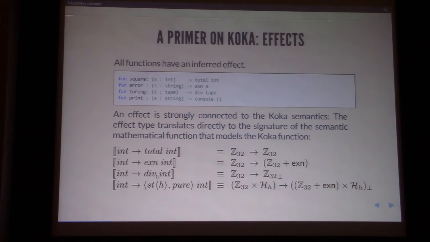But what it really means is that if you look at its semantics, you can model it with a mathematical function from 32-bit to 32-bit numbers and nothing else. On the other hand, if you have something like error, which raises an exception, well, then your mathematical function will look something like this, where you can return either a value or an exception. So when you look at the types of functions, they're now complete.